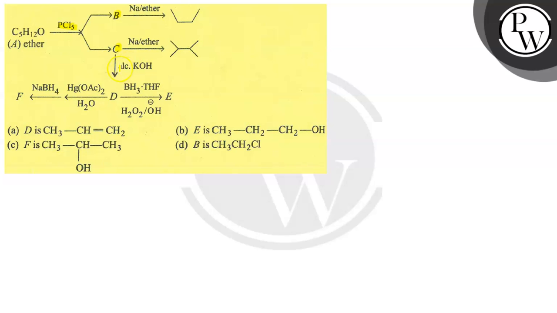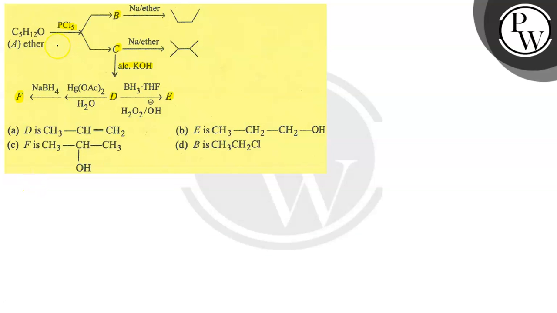Then C, when it reacts with alcoholic potassium hydroxide, forms D, which on reaction with BH3 THF and hydrogen peroxide in presence of OH minus produces E. And the same compound D on reaction with mercuric acetate, and then sodium borohydride in the next step, produces F. So which of these is the correct option? And we have to estimate the complete reaction sequence.